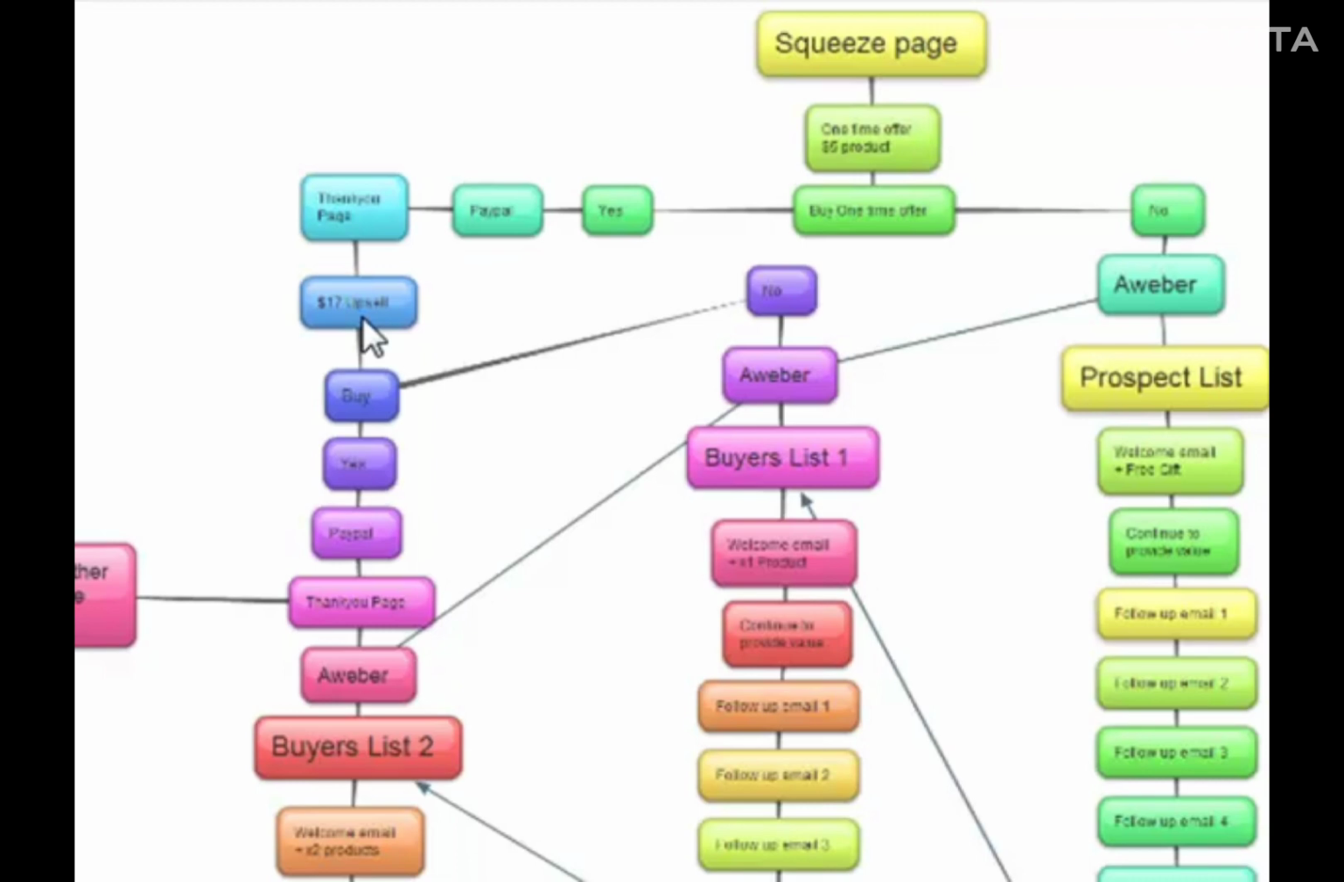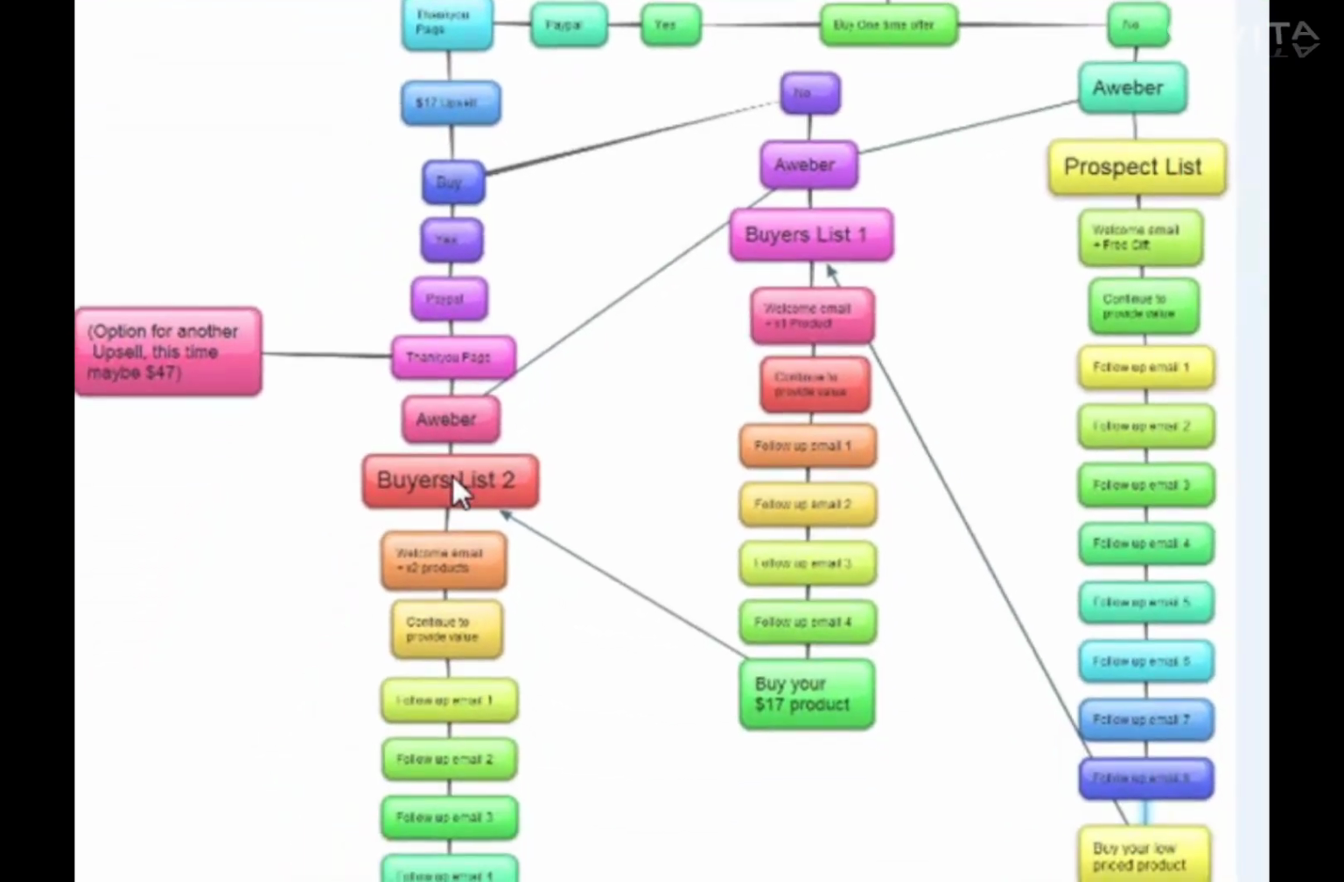If they buy that, that's fantastic. They then go through and you then put them on your buyers list number 2, because they've just purchased both products and they are a very valuable customer. If they don't buy the $17 upsell, which some won't, then you just put them on buyers list number 1, because they've obviously still purchased your product, which was your one-time offer. So then you put them on your buyers list number 1.